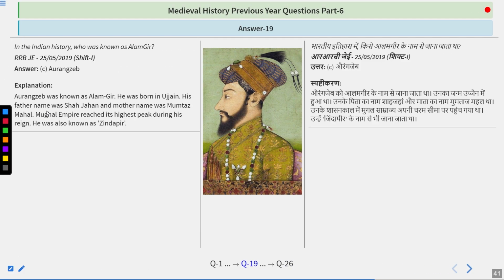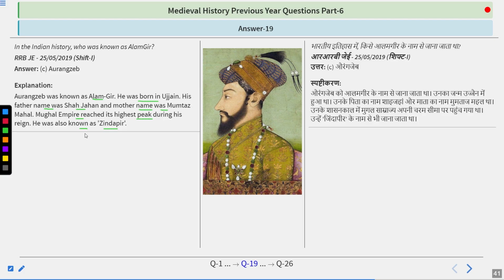The answer is Aurangzeb. Aurangzeb was known as Alamgir. He was born in Ujjain. His father's name was Shah Jahan and mother's name was Mumtaz. The Mughal Empire reached its highest peak during his reign. He was also known as Zinda Pir, and he ruled the Mughal Empire from 1658 to 1707, and officially from 1659 to 1707.